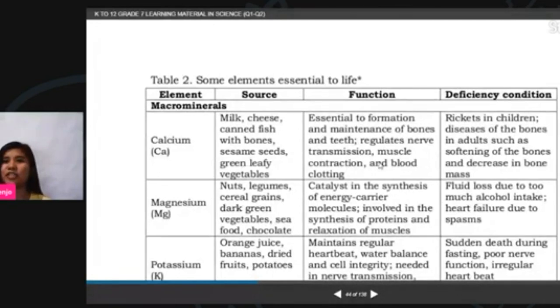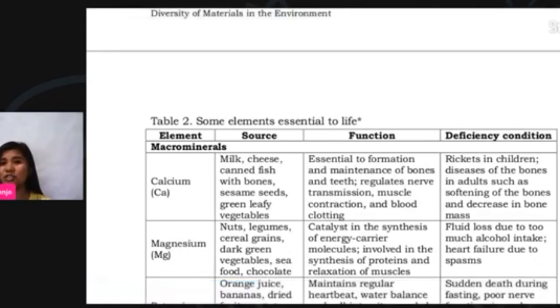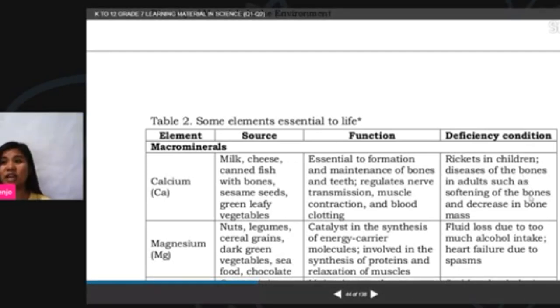For example, calcium. The sources of calcium are milk, cheese, canned fish with bones, sesame seeds, green leafy vegetables. The function of calcium is essential to formation and maintenance of bones and teeth, regulates nerve transmission, muscle contraction, and blood clotting. The deficiency, if you lack this calcium, is rickets in children, diseases of the bones in adults such as softening of the bones and decrease in bone mass.